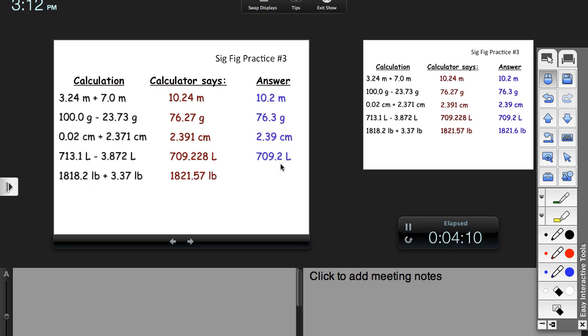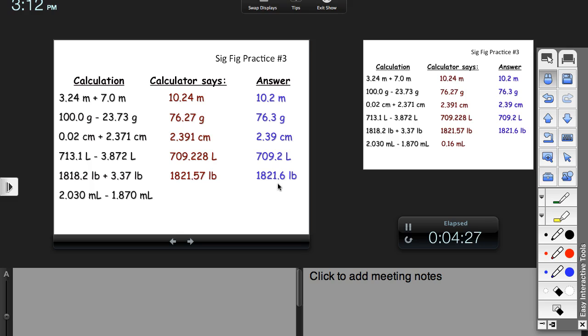Yes, good. A little bit off on the front here. I have one decimal place on this 18.2. So my answer can only have one decimal place. All this stays, and then one decimal place. So there's my answer. And then this last one is tricky.